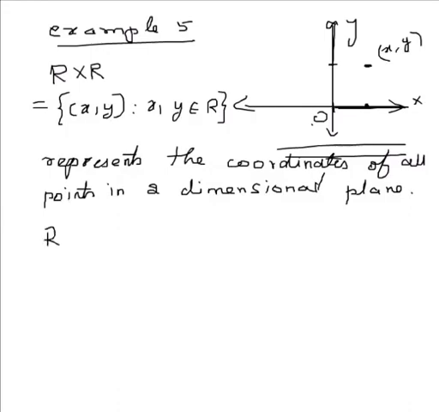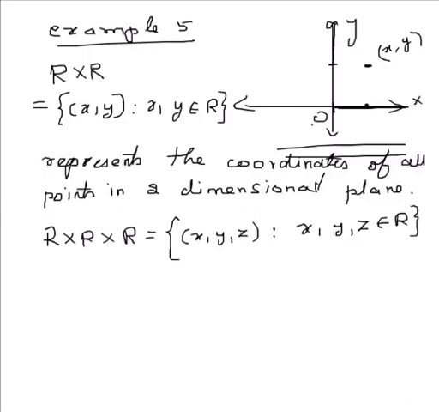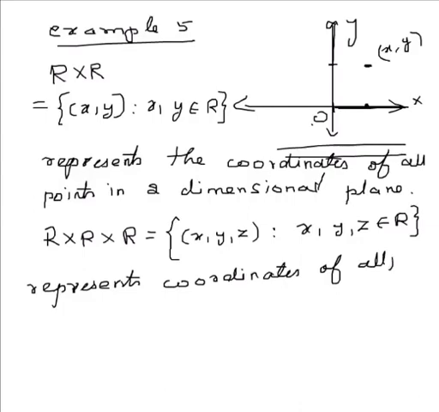Okay, now what does this represent? R cross R cross R. It is a three-dimensional thing. So (x, y, z), where x, y, z all are real numbers. What does this represent? It represents coordinates of all points in three-dimensional space.